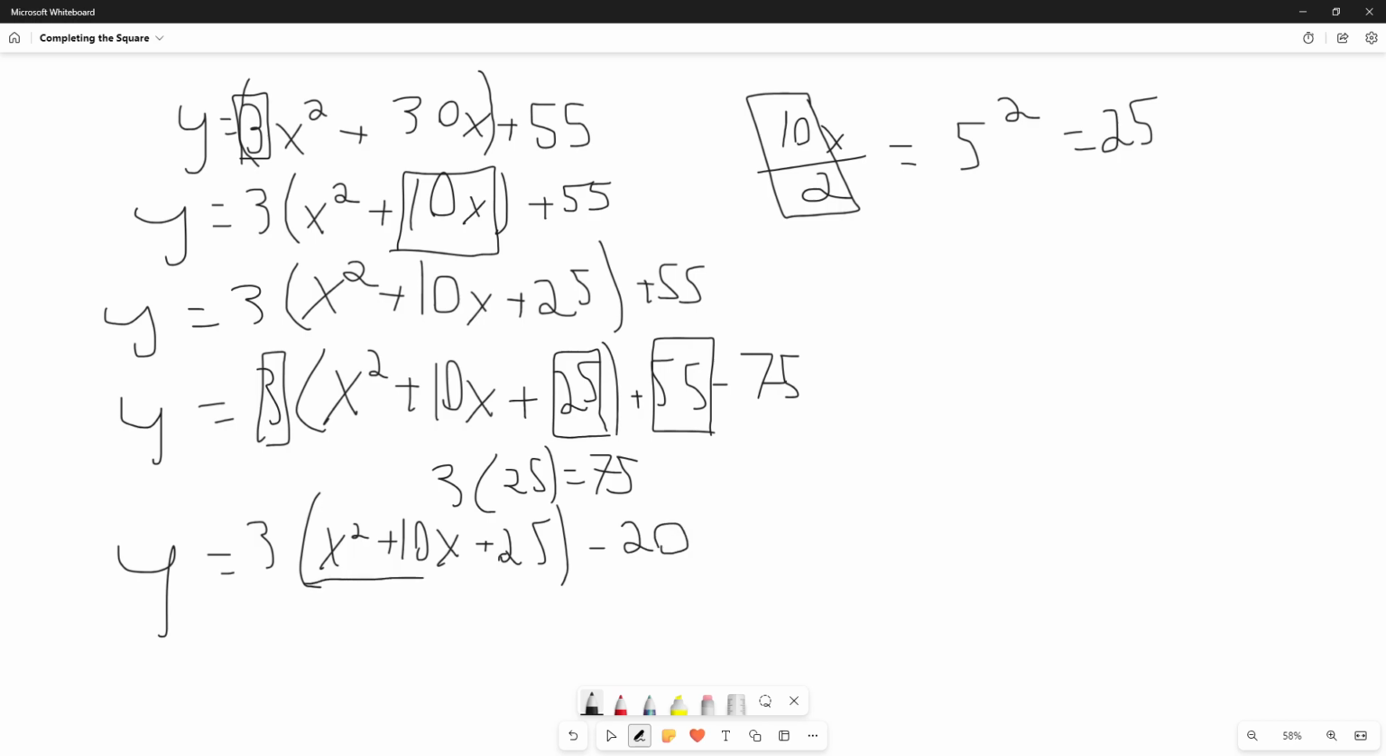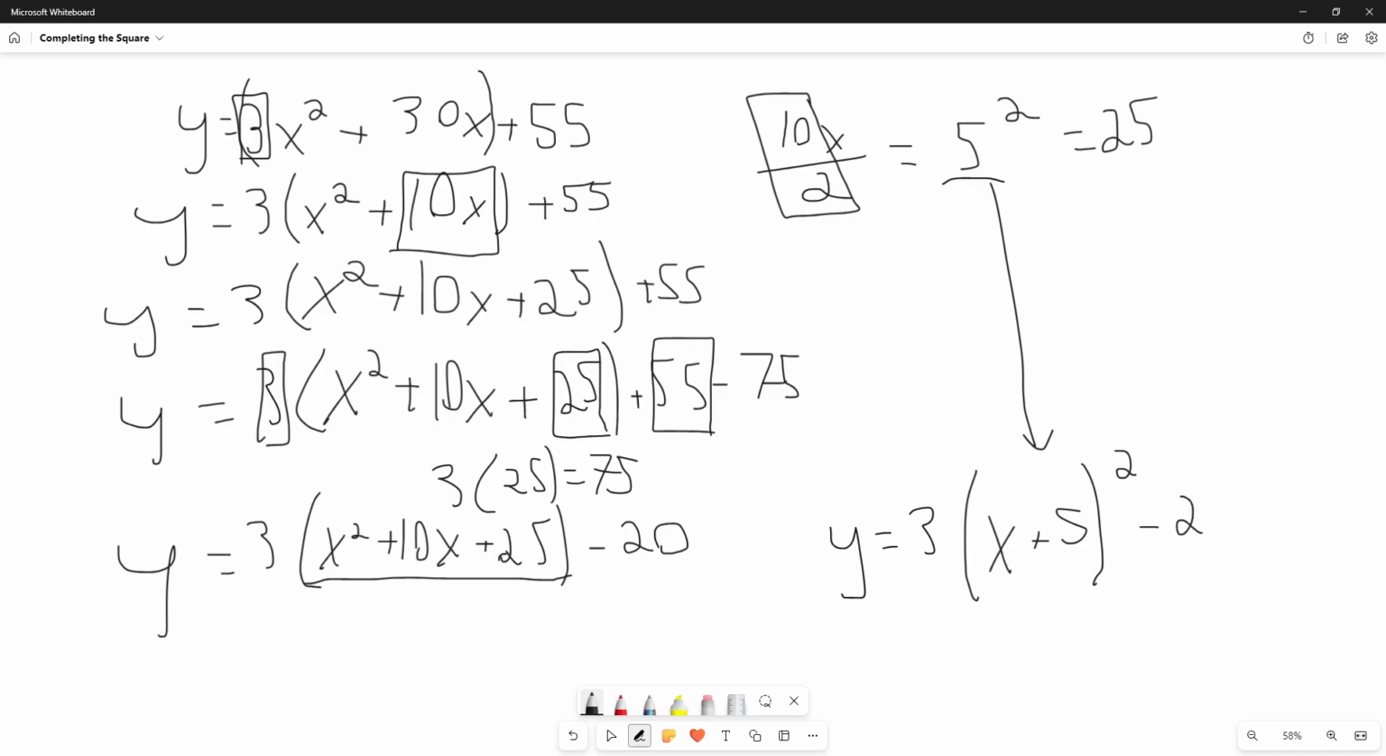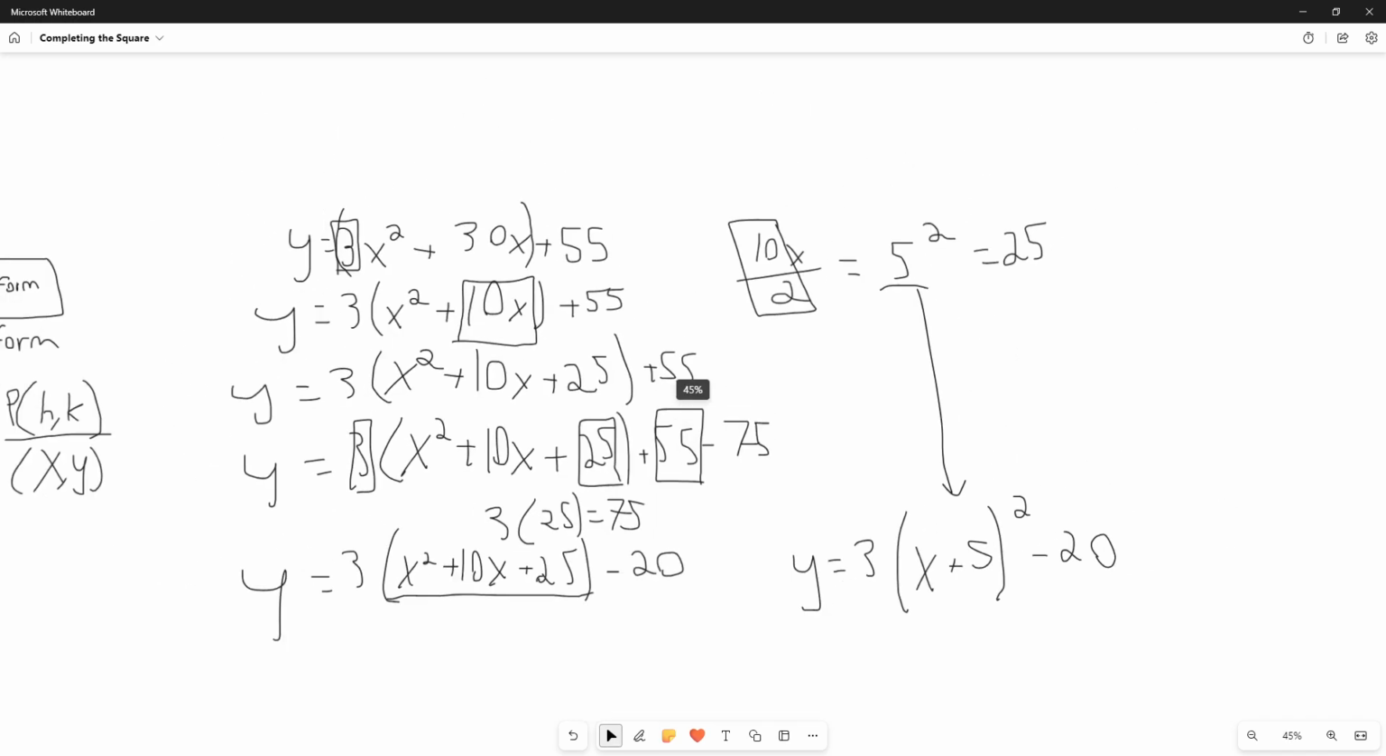Now we have to factor this part. All you need to do is take what we had here, the 5. The 5 was the half. We plug it in simply: y equals 3, we have the x, you take the 5, bring it down, and it's plus because it's positive. Here we had a plus 10x, so we do x plus 5, squared, and then minus 20. That is how you bring it into vertex form from standard form.